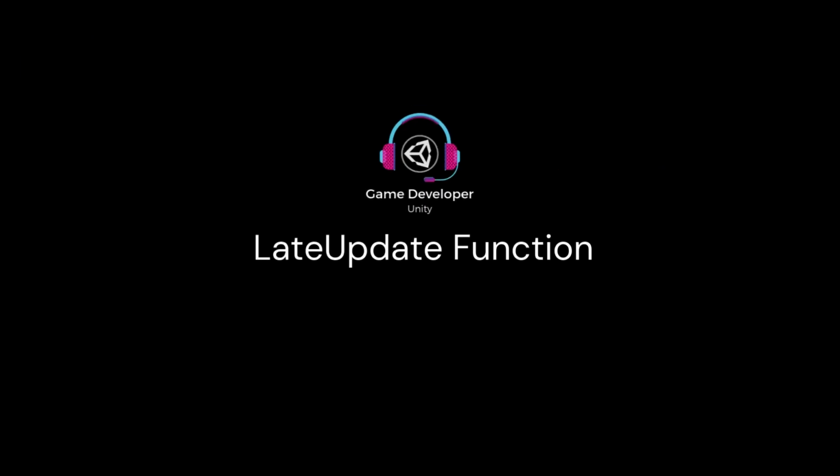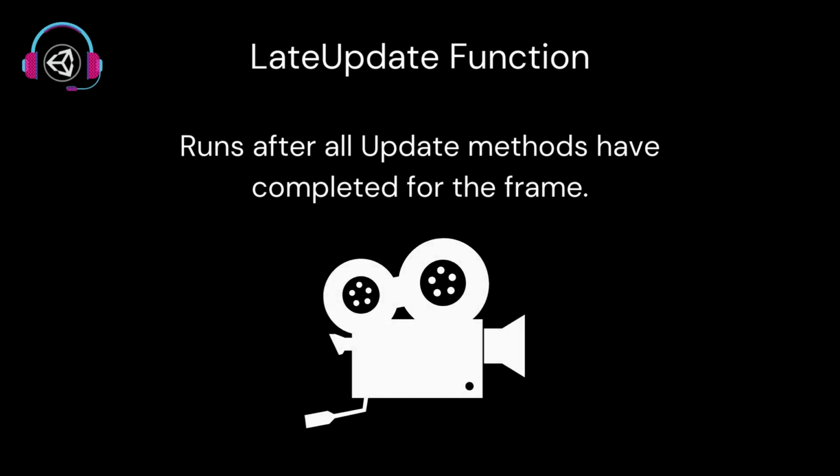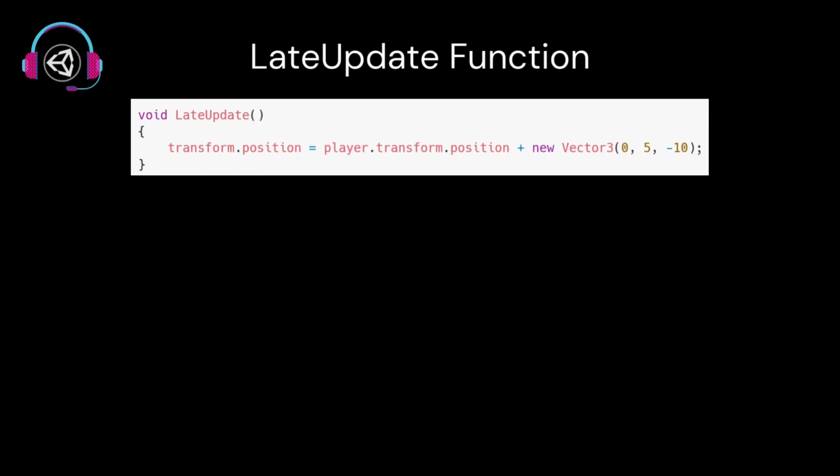LateUpdate function. Next, we have LateUpdate. This method runs after all Update methods have completed for the frame. So, if you want something to happen after other updates, like moving a camera to follow a player, LateUpdate is the way to go. Here's an example of a camera script that follows a player using LateUpdate.